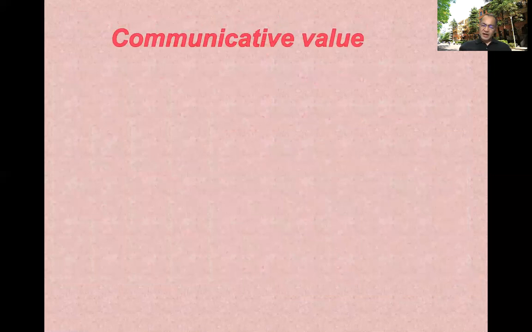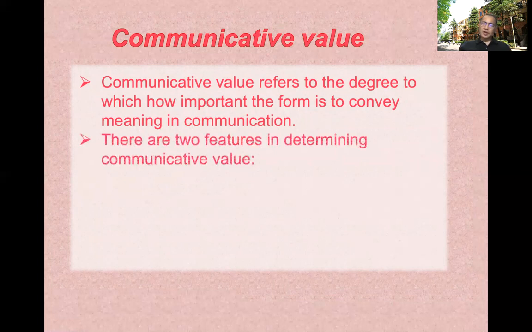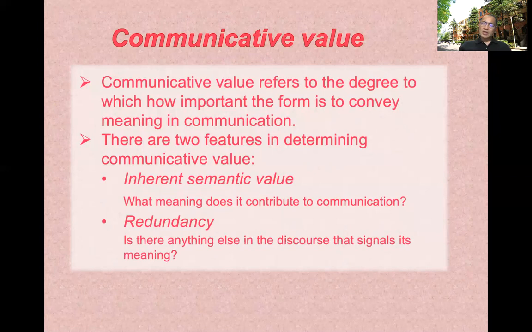How about communicative value? Communicative value here refers to the degree to which the form is important to convey the meaning in communication. So how important it is for communication. Technically, there are two features in determining communicative value. One is known as inherent semantic value, and that has to do with what meaning the morpheme contributes to communication. Another factor to consider is redundancy. Is there anything else in the discourse that signals its meaning? If there's redundancy, that reduces the communicative value of the form.